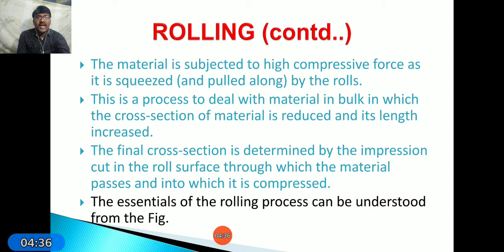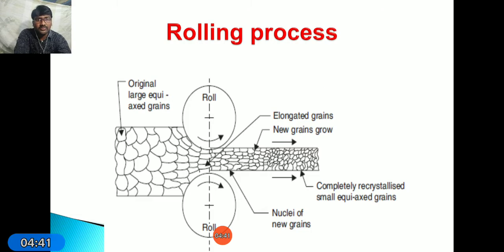Next, the essentials of the rolling process can be understood from the figure. Observe in this diagram a rolling process, that is, during the process of rolling. Here there is an upper roller and a bottom roller. The upper roller rotates in the anti-clockwise direction, and the bottom roller rotates in the clockwise direction. The gap between the two rollers is nothing but the working thickness. Based on the requirement, the thickness will be adjusted.